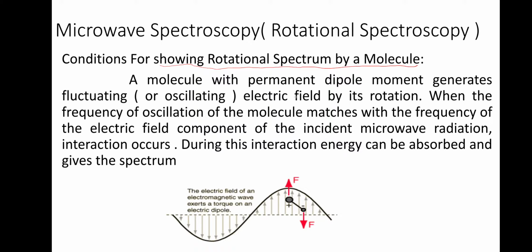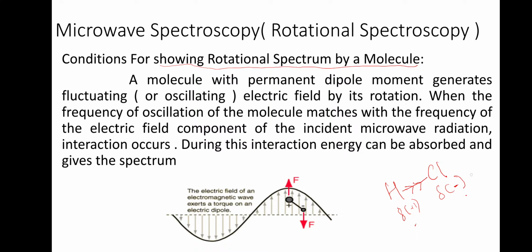A molecule with a permanent dipole moment generates a fluctuating electric field in its rotation. Permanent dipole moment, as I told yesterday: if you take the case of the HCl molecule, chlorine is more electronegative than hydrogen. Since it's more electronegative, it will have a tendency to attract the electrons towards it. As a result, chlorine develops a slight negative charge, and hydrogen gets a slight positive charge. So dipolar means two poles, a positive and a negative pole.